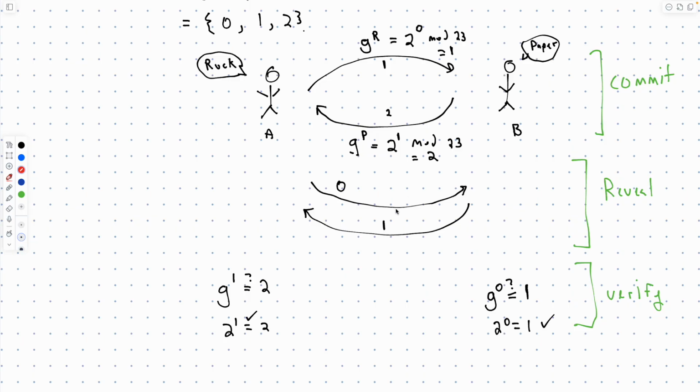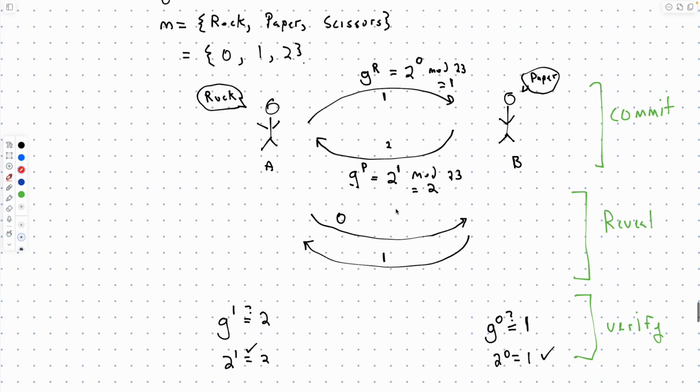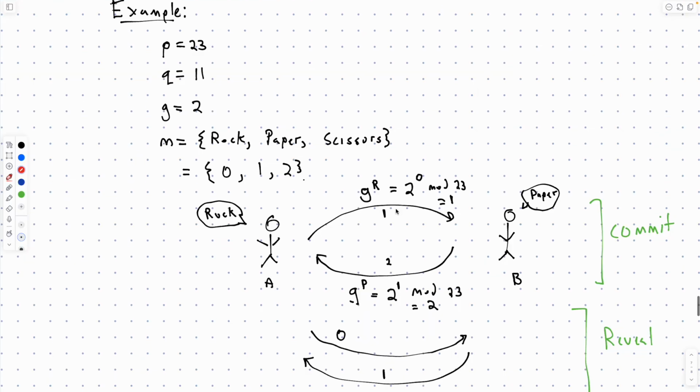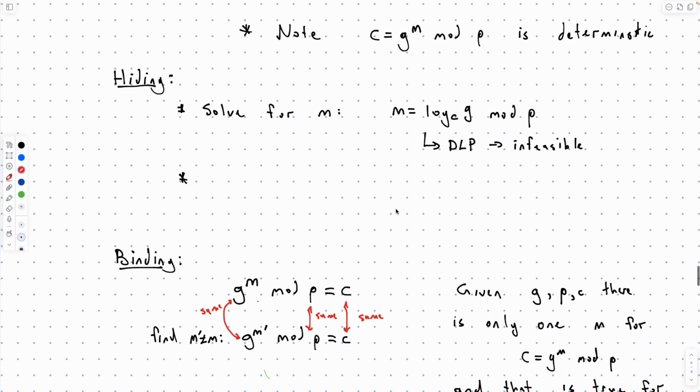Okay, this is great. Of course, the weakness of this example is there's only 3 values, and so even at the commitment phase, you know what it is. Thank you. Brilliant.